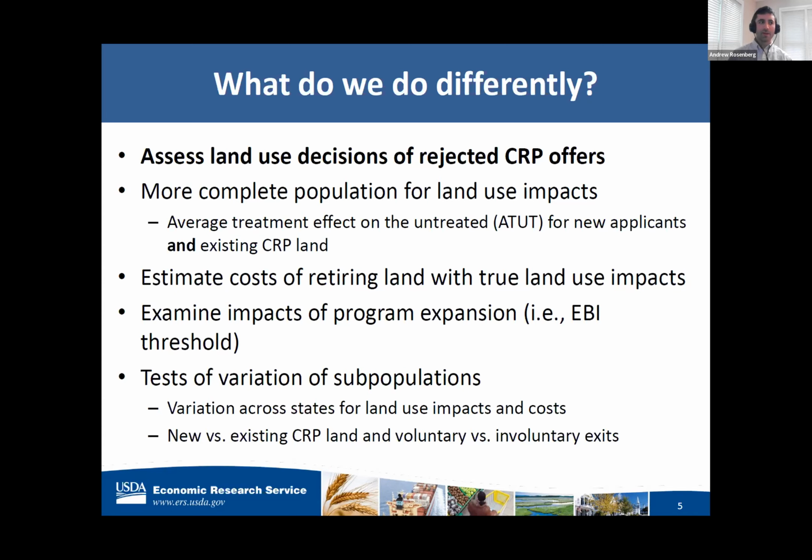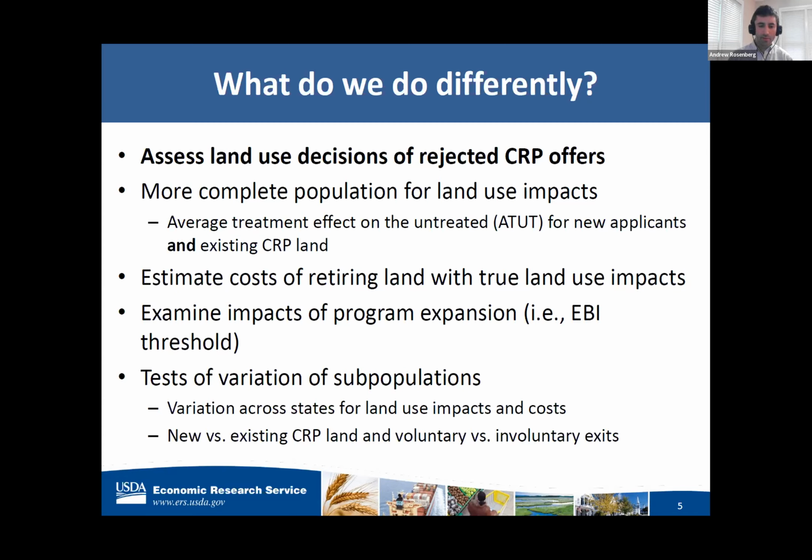But basically, if rejected offers were instead accepted, looking at what they do after being rejected gives us some sense of the land use impacts, and then we can link that with the proposed rental rates, which gives us some sense of how much it would cost. And then we also have information on what their EBI scores were. And so we can see, if the program was expanded a little bit, how the land use impacts and the cost vary as the EBI threshold is decreased.